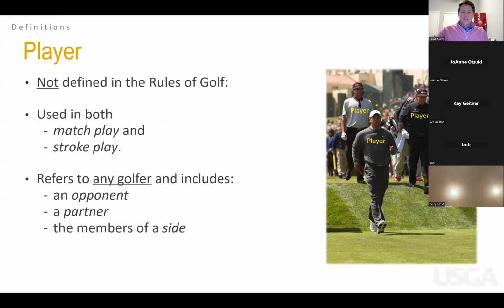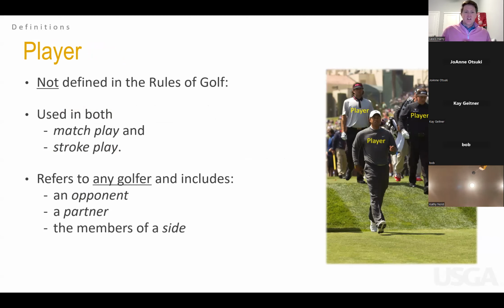This isn't quite a definition, but we see the word player in the Rules of Golf quite a bit. When we flip to the definitions portion of the book, we're not going to see a defined term that says player. That's why it's technically in orange. But we see it in the rules, and it's used to define the person we're dealing with in the rules. We use it both in match play and stroke play.